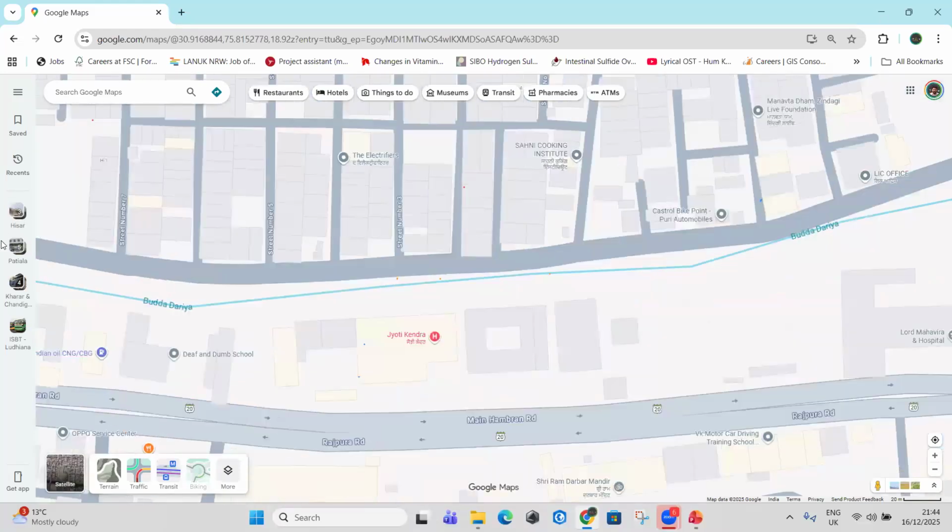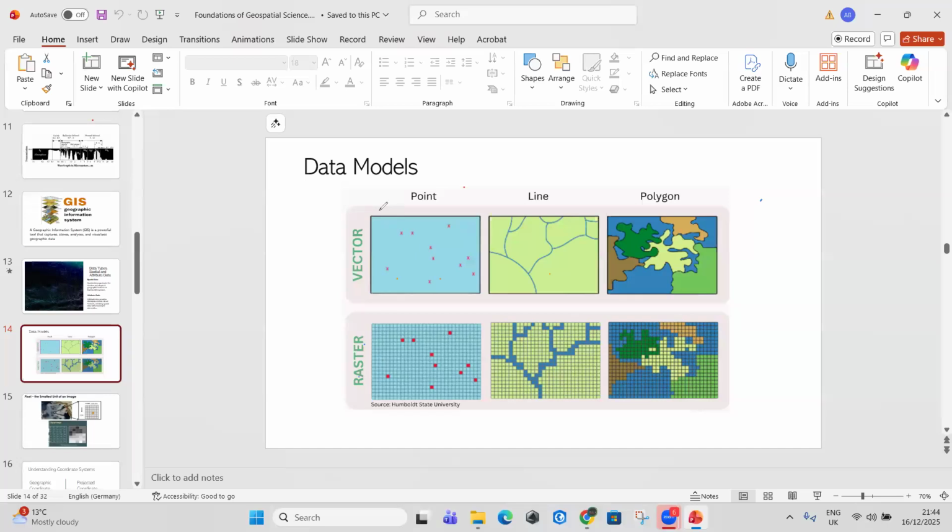Okay, for example, I have this map of the city. This is the extent of a city. Maybe this is some locality. Okay. Now I want to point out the toilets in that area. So I put some points and I mark some points wherever there is a public toilet. Okay.